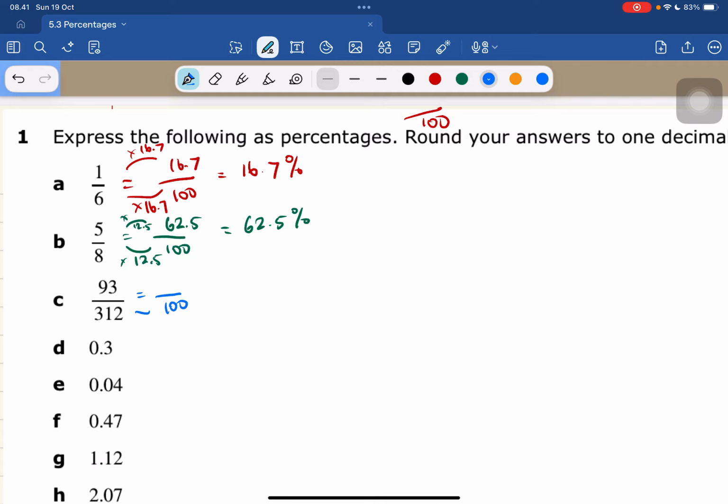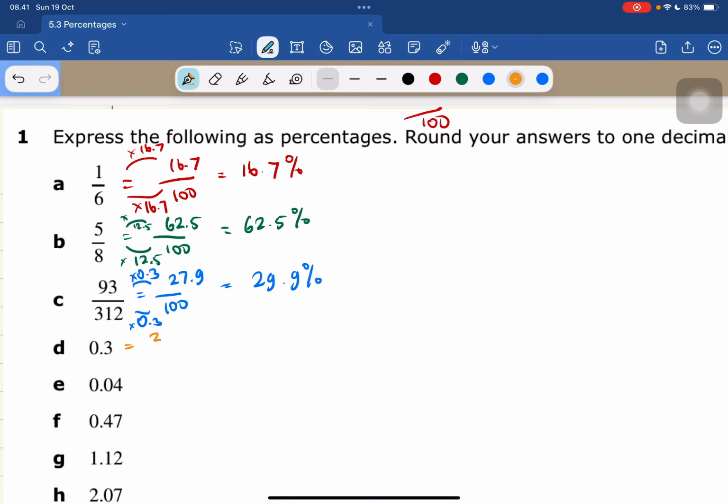Next question, we make it over 100. So let's make it like 100. We divide by 312. So round it to one decimal place, just multiply by 0.3. So here also we multiply by 0.3. So 0.3 multiplied by 93 will give us the answer of 27.9. So this is 27.9%.